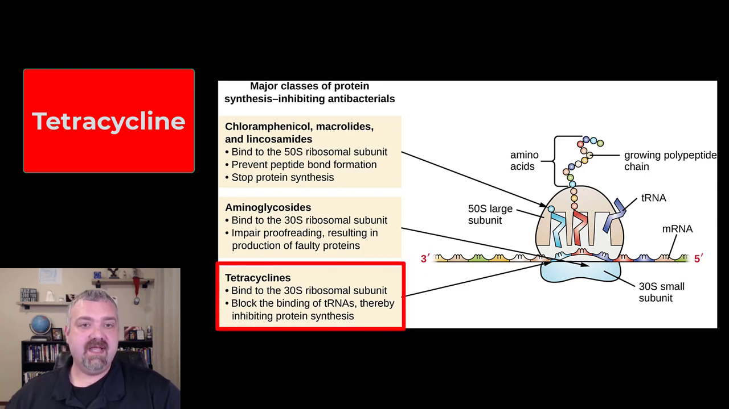In this video, we're going to cover another class of the protein synthesis inhibiting antibiotics. So we're going to talk about tetracyclines here. You see that this is the bacterial ribosome. It's called a 70S ribosome. The S stands for Svedberg units, no big deal. But you see it has a 50S large subunit, a 30S small subunit.